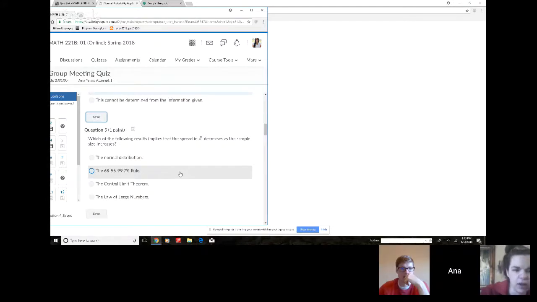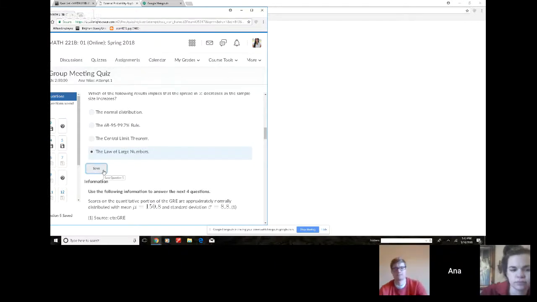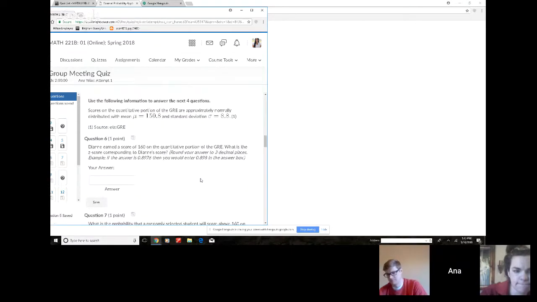Sample means. So number 5, I put the law of large numbers. Yeah. It also implies that the spread in sample means decreases as the sample size increases. It's in the book. That's what I put, the law. So as the sample size increases, the spread of the sample mean decreases. Yeah. Use the following information to answer the next 4 questions.